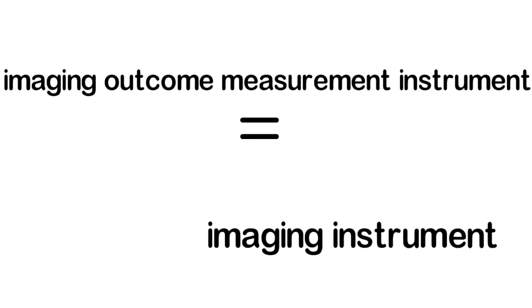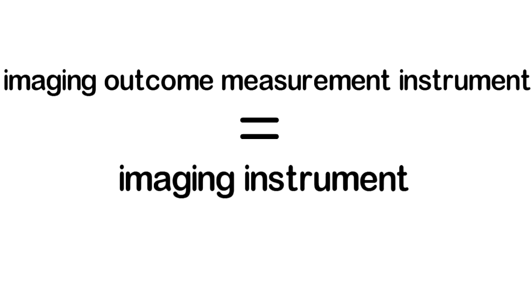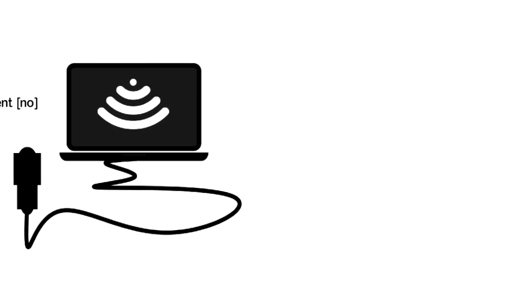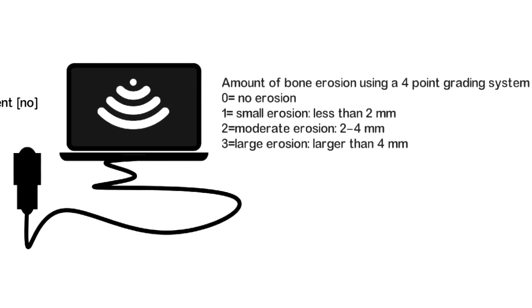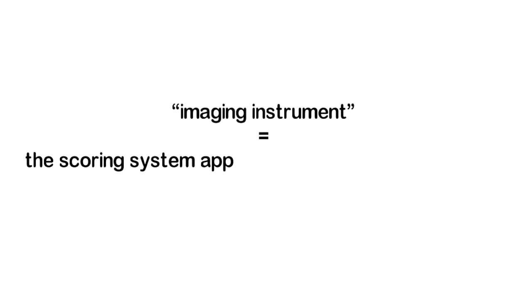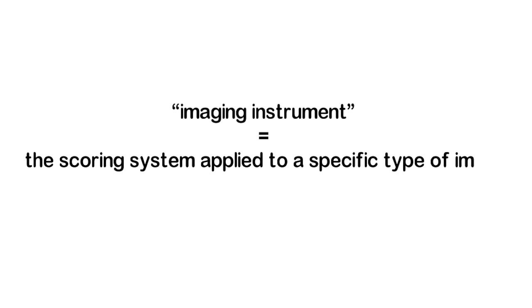In this talk, for simplicity, we will use the term imaging instrument, which means the same as imaging outcome measurement instrument. For example, we can use an ultrasound imaging machine to capture an image showing bone erosion. The imaging instrument could be a scale that states if bone erosion lesions exist, either yes or no. Another imaging instrument might use a more descriptive 4-point grading system to describe the amount of erosion. The important point here is that when we use the term imaging instrument, we mean the scoring system applied to a specific type of image, not just the type of imaging machine or technique used.